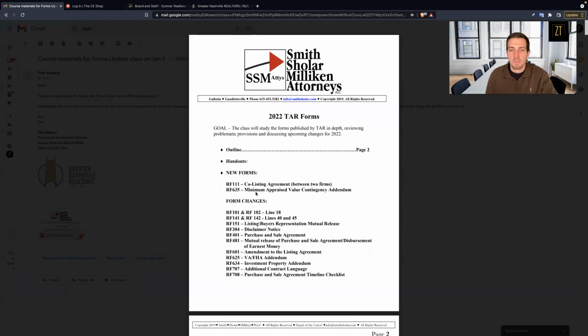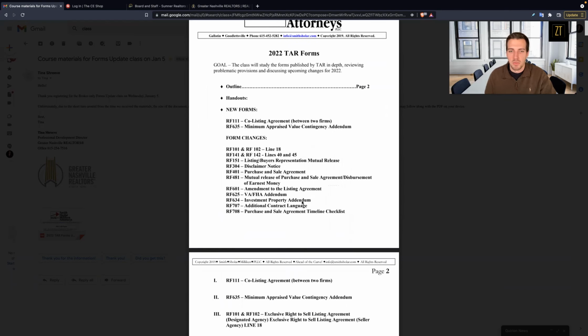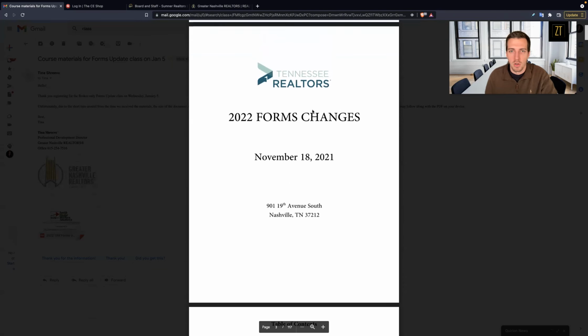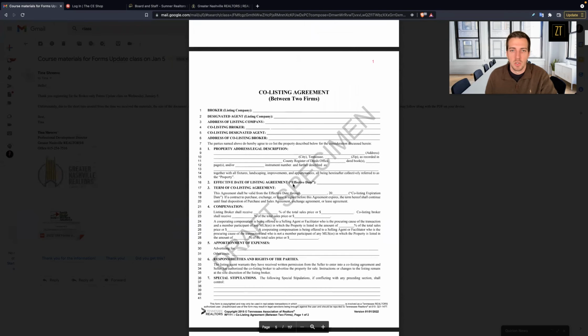The other one is going to be a minimum appraised value contingency addendum. I'll go over what that is, and then here's some different form changes. I'll upload this into Thinkific, that way, in case you ever need to reference this, you can. So let's go through here. TAR form changes for 2022.